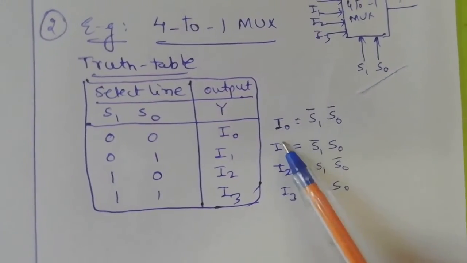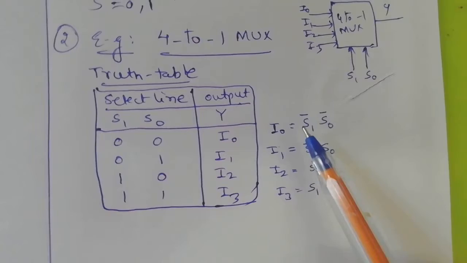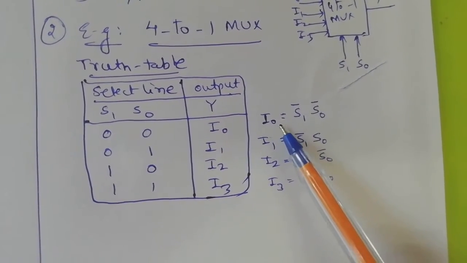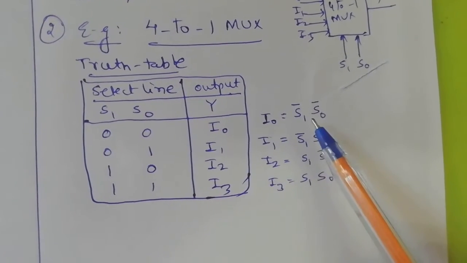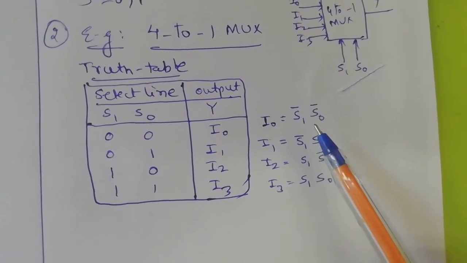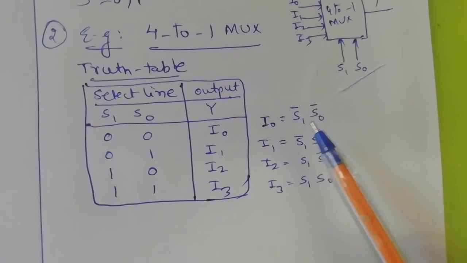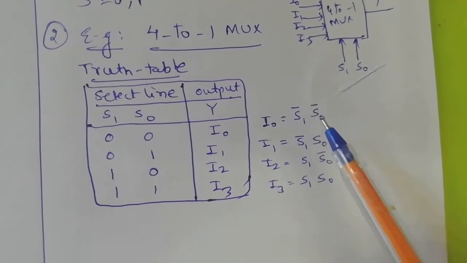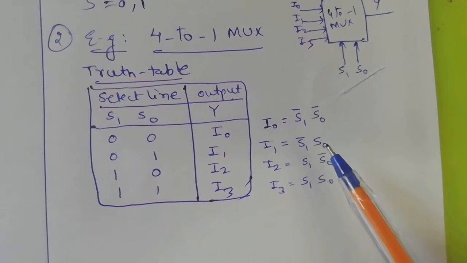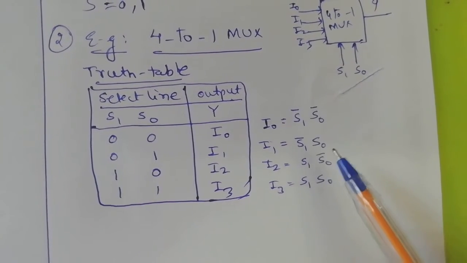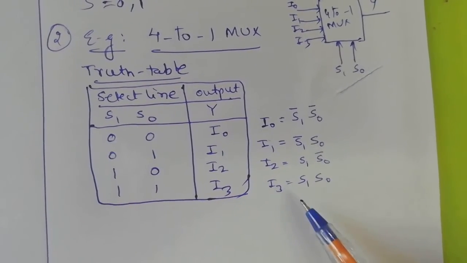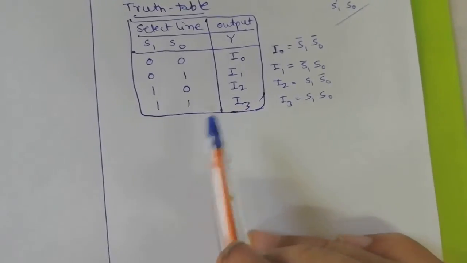Now here, for the sake of our convenience, I have written I0 will be directed to output when we connect the select lines like this. For I1 we have to connect the select lines like this, and for I2 S1 S0 bar, and for I3 S1 S0. So what I mean is, let us take the circuit diagram. We have to draw the circuit for the same.